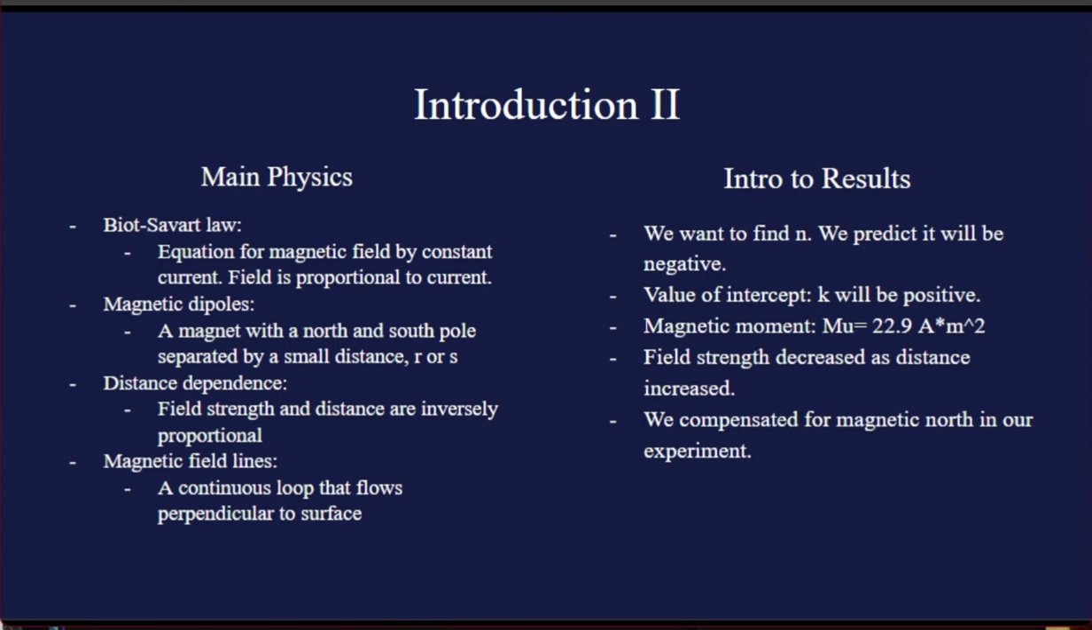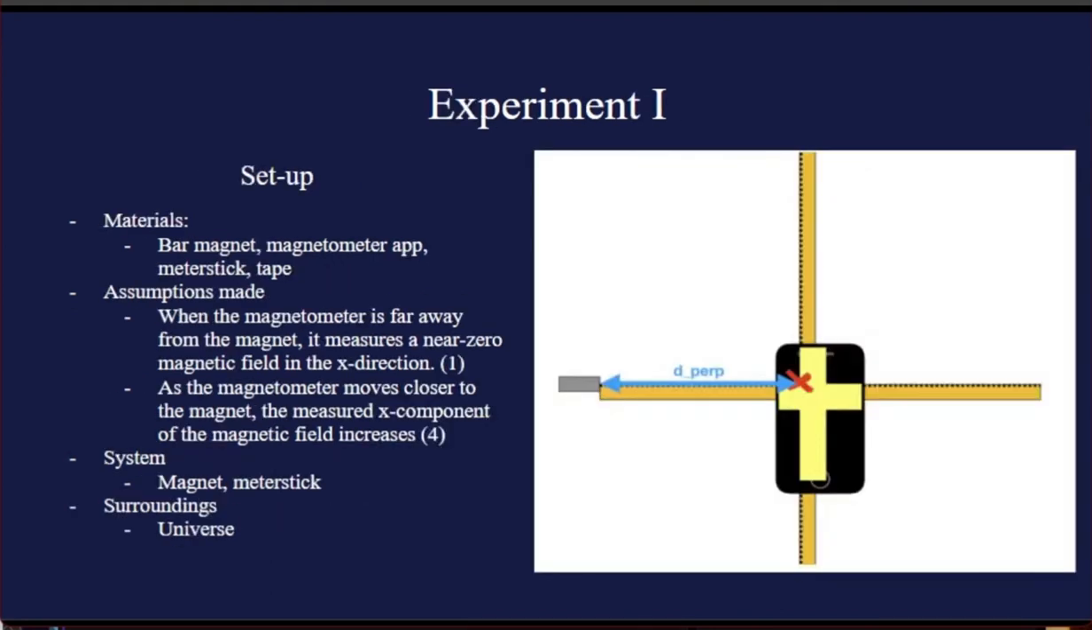So here's just a brief introduction to my results. We predicted that the constant n would be negative, and we found that to be true. We also predicted that the value of k would be positive, and we found that the magnetic moment, mu, was 22.9 amperes per meter squared, and we found that field strength decreased as distance increased, and we also compensated for magnetic north in our experiment.